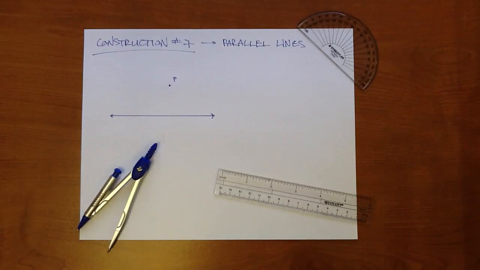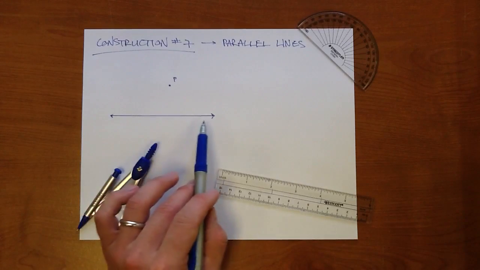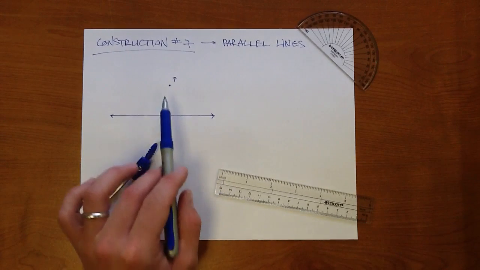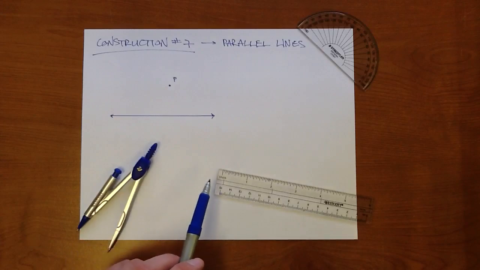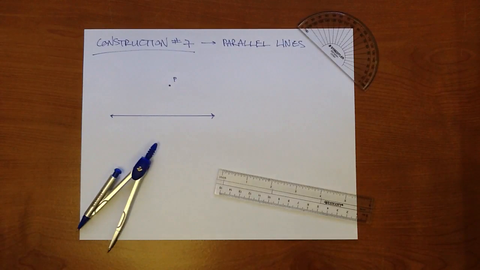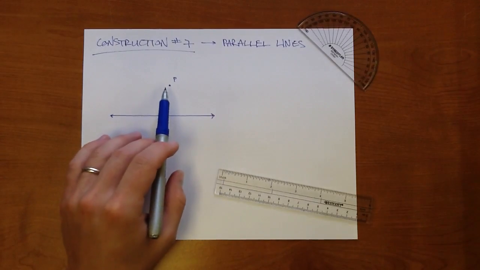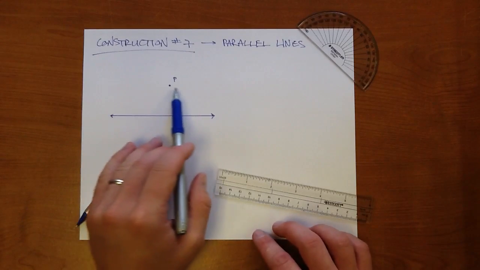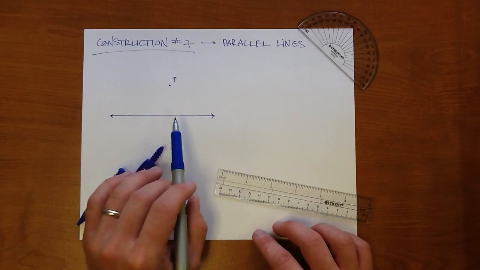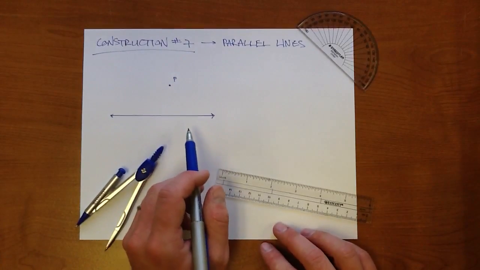For this construction, we want to construct parallel lines. So we have an original line here drawn on our piece of paper, and we've got a point that's not on the line. This point P is going to be important because this is the point that we want to use to construct our parallel line. So we're going to start at P, we're going to end up drawing some sort of line that goes through P, and hopefully it's going to be parallel to this line that's already drawn.